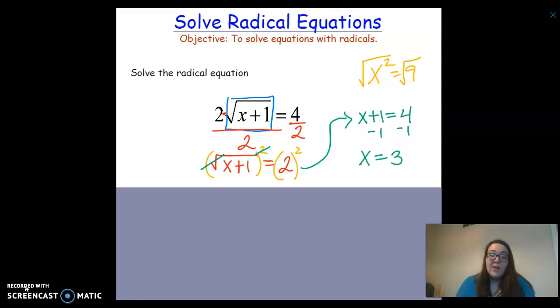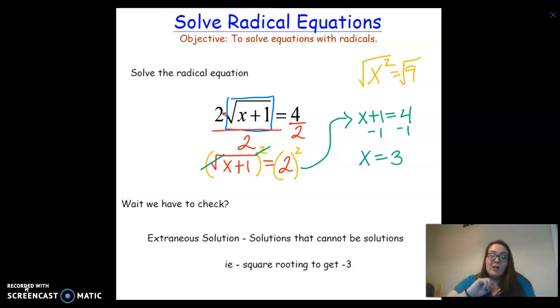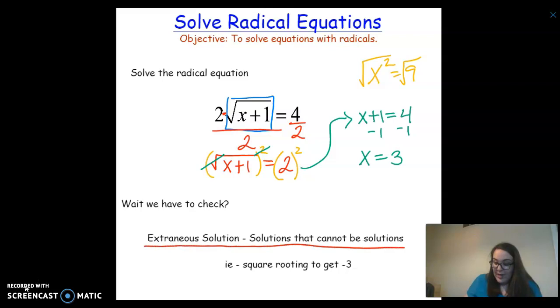Something very important with radical equations is that we have to check our answers. We have to check our answers because of something called an extraneous solution. An extraneous solution is a solution that cannot be a solution. I know that sounds funny, but it is a solution that will not work. So what do I mean by a solution that will not work?